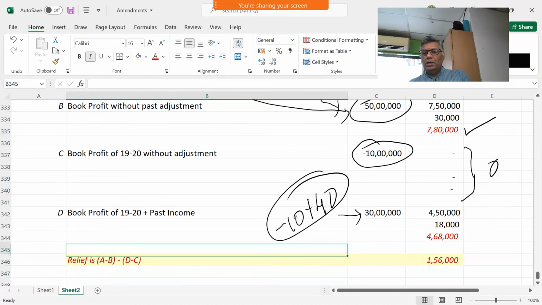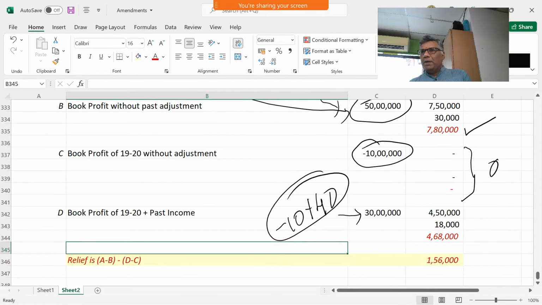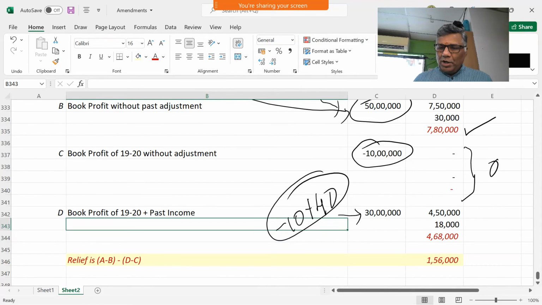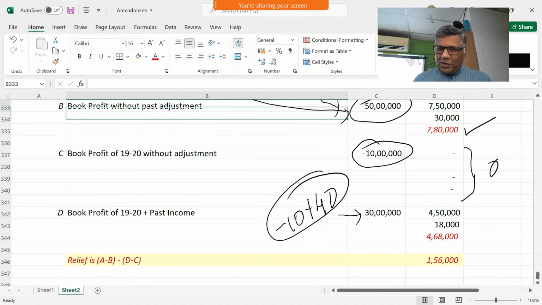Zero. A minus B. Yes, sure. If it is not arising, it is an assumption that they are paying tax as per MAT. Our friend asked, what if tax is payable at normal rate? MAT will not come, this relief will not come. Okay. Entire question gets importance.